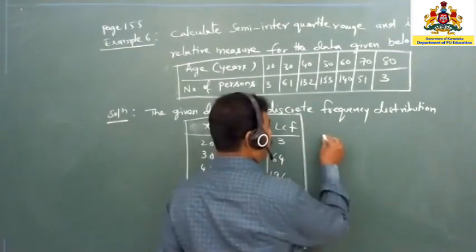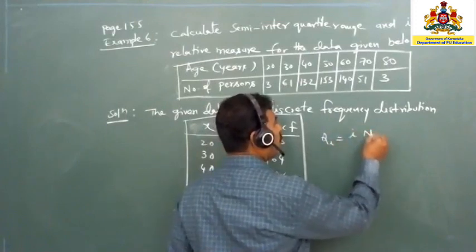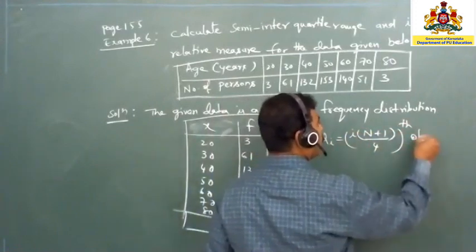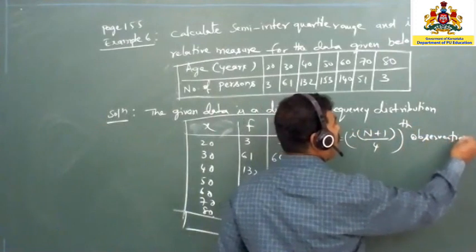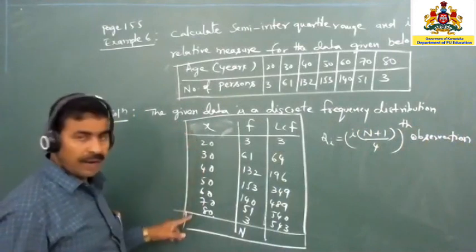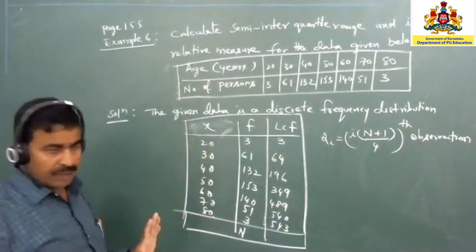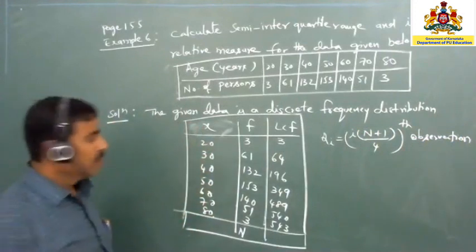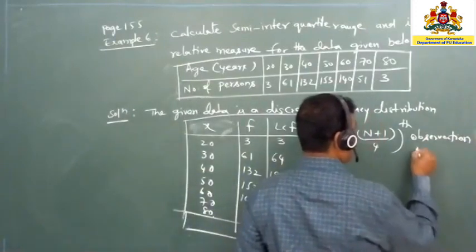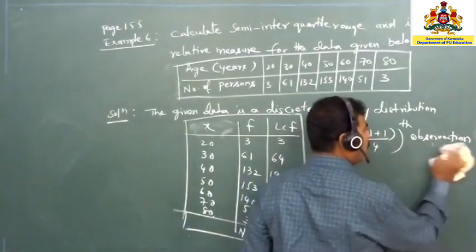In partition values you have learnt how to find quartiles. The general formula for discrete data: Qi equals i times (n plus 1) by 4th observation in the array. Usually x values will be given in order. If not given, you should arrange x values in order, then use that data in the formula.